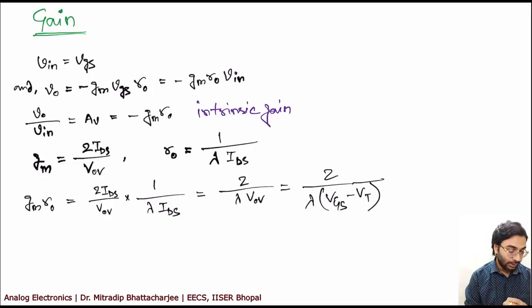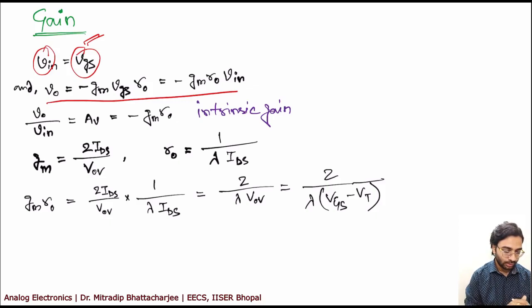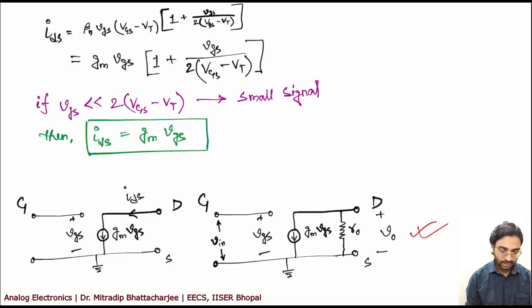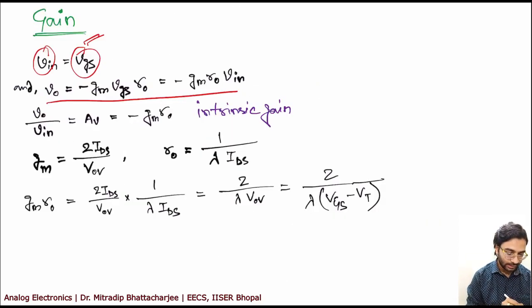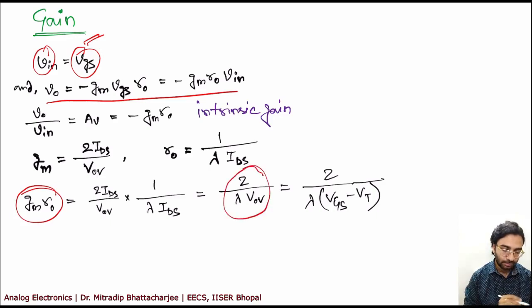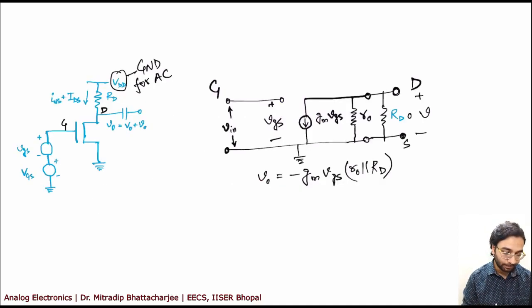Okay, so I have already said what gain is. You considered Vin as VGS, and then you solved for this circuit, and you found that the intrinsic gain of the system is gmro, which is equal to 2 by lambda Vov, the overdrive voltage. Today, at the end, we will again calculate the gain, and we will see that both the calculated gains are the same.